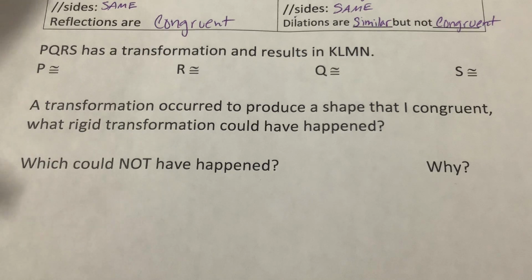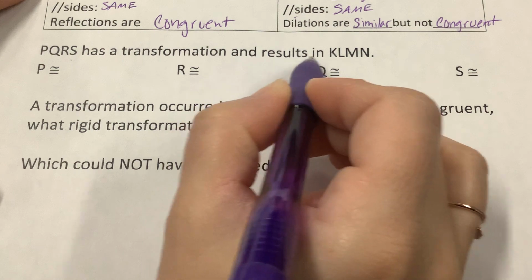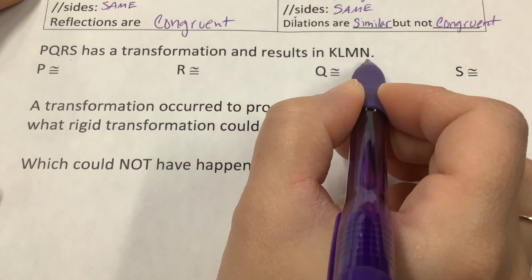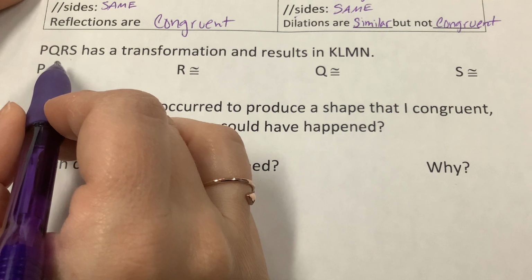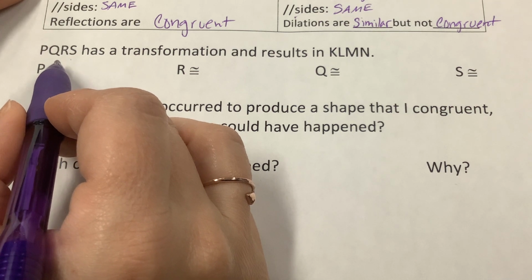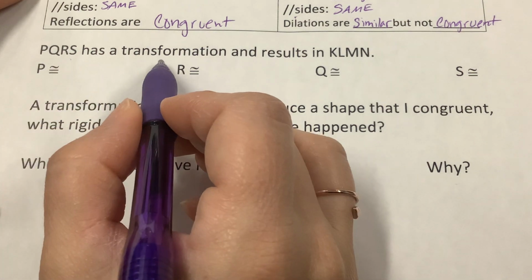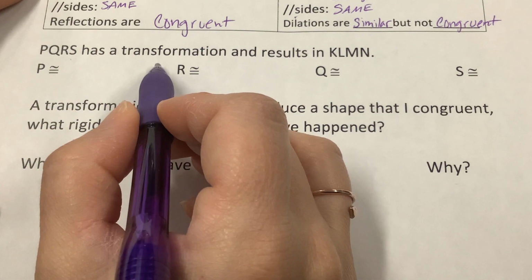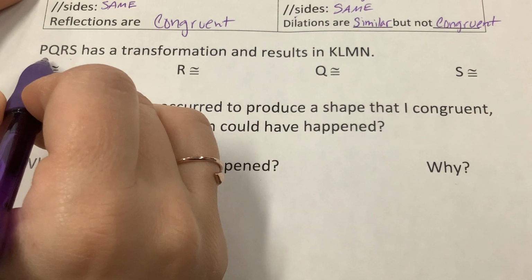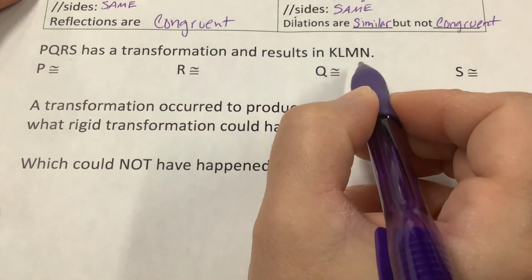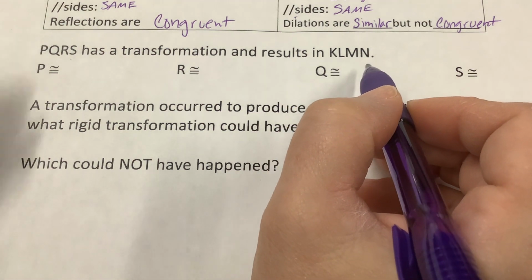So looking at this bottom half, we have PQRS has a transformation and results in KLMN. Now what that means is this is some type of four-sided shape. Could be a rectangle, could be a square, we don't know. But they did something to it, okay? And it says that when we renamed it, instead of saying PQRS prime, they just changed the letters to KLMN, which you can do either or.